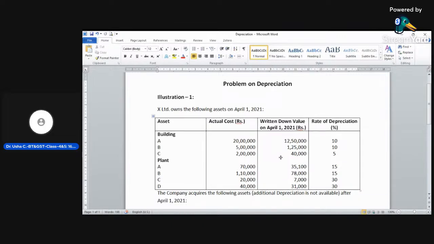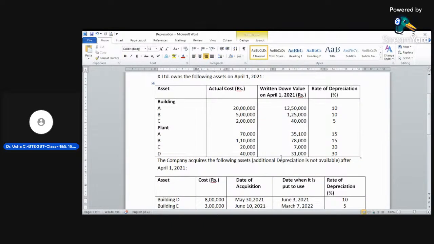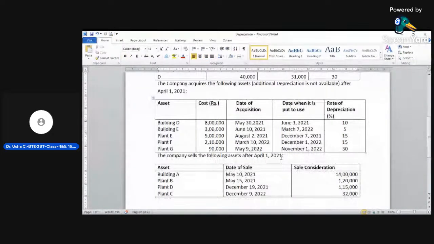Further, the problem says the company acquires the following assets. First one, additional depreciation is not available. There is additional depreciation, let us discuss that further, but here the company acquires the following assets where there is no additional depreciation. They were purchased after 1st April 2021. Let us look into the assets purchased after 1st April 2021.